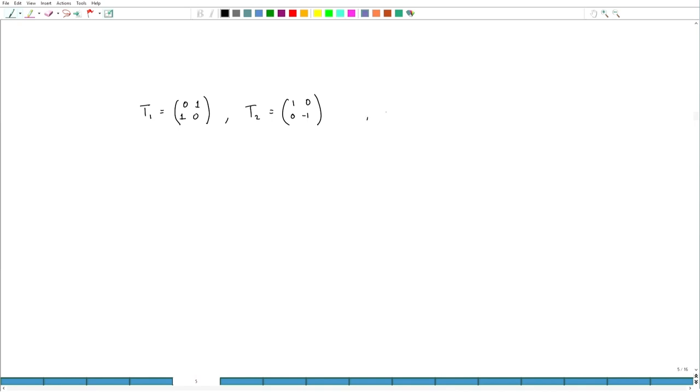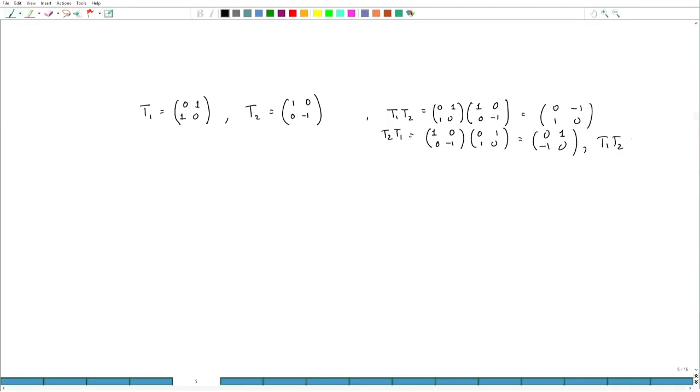So now if you take T1 T2, then this is going to be 0, 1, 1, 0 times 1, 0, 0, minus 1, which is equal to 0, minus 1, 1, 0. And T2 T1 is 1, 0, 0, minus 1 times 0, 1, 1, 0, which is equal to 0, 1, minus 1, 0. So T1, T2, although they are unitary, T1 T2 is not equal to T2 T1. So this is what we need to take care of, that they commute with each other.